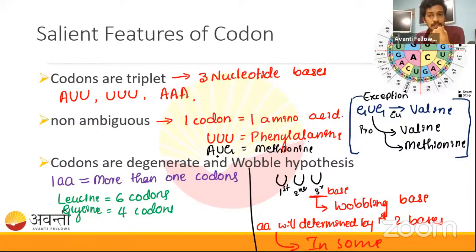Any doubt on this particular page, guys? Codons are triplet, which means having three bases. Non-ambiguous means one codon is coded by one amino acid. Degenerate means one amino acid is coded by more than one codon.